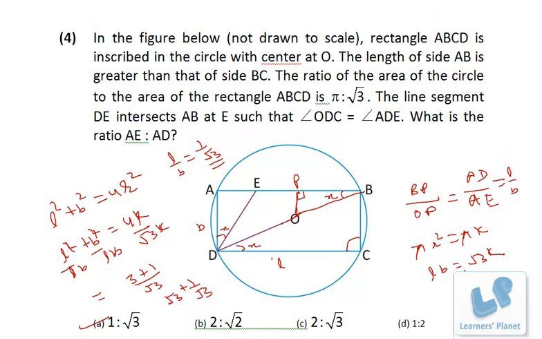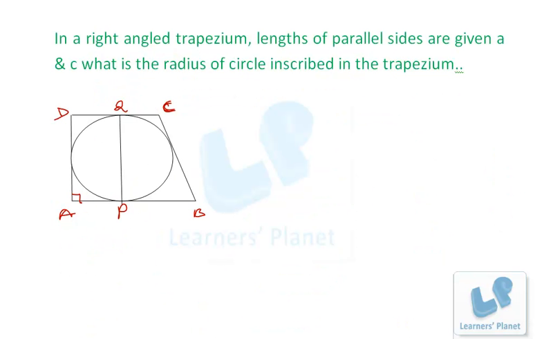Friends, 2-3 more conceptual problems I am taking in this session. Maybe options may or may not be available over there, but you need to understand the concept, right? So that's why I'm taking these problems. So let's take the next one. Here I am having an interesting problem on geometry. In a right angle trapezium, lengths of parallel sides are given as A and C. What is the radius of the circle inscribed in the trapezium?